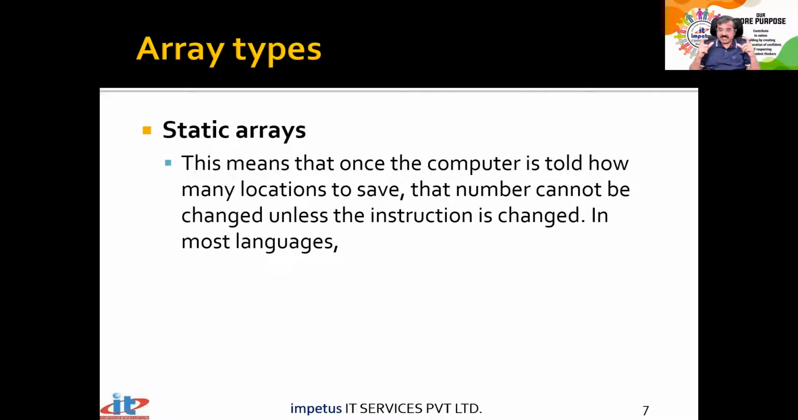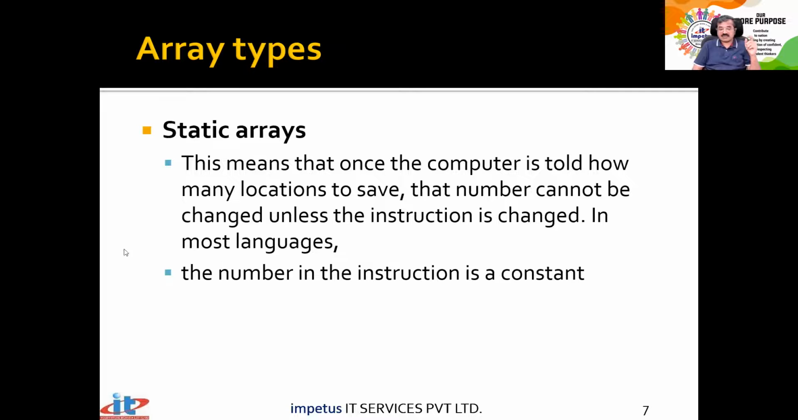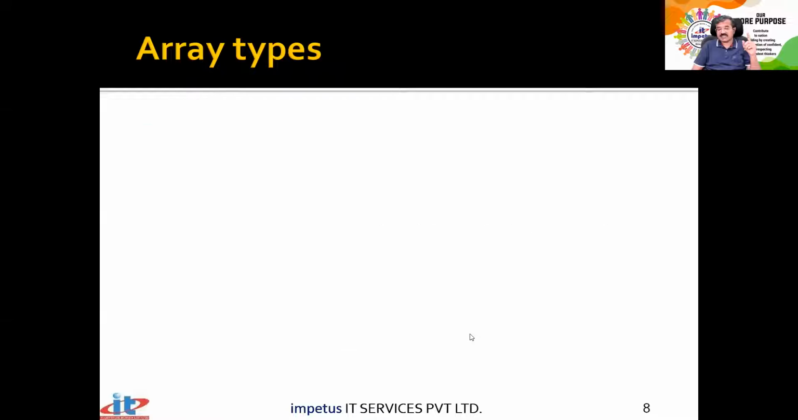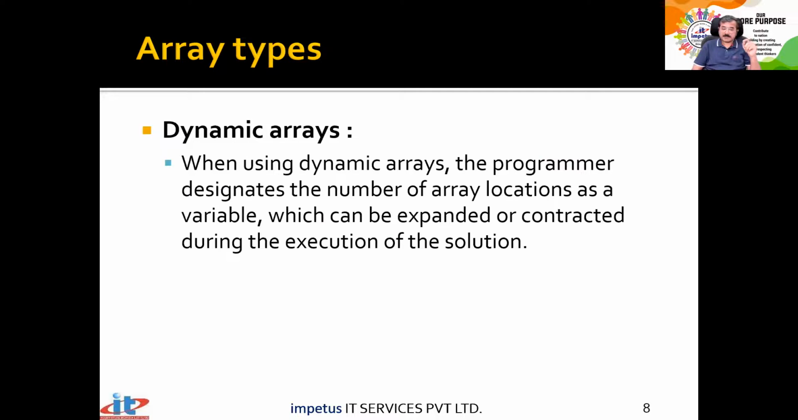And when I have a static array, once we define that group, there is no way later we can increase the size of the array or decrease the size of the array. That's not possible. That's static array. Please note, it's of fixed size. The number in the instruction is constant. Some languages allow the number to be a named constant, which is set only once. That means it's only once we can specify the size of the array. That's a static array.